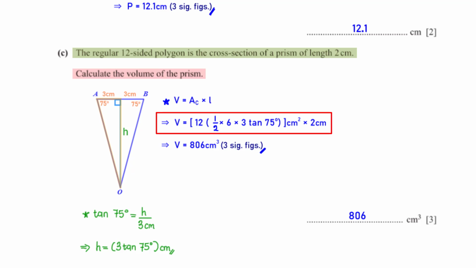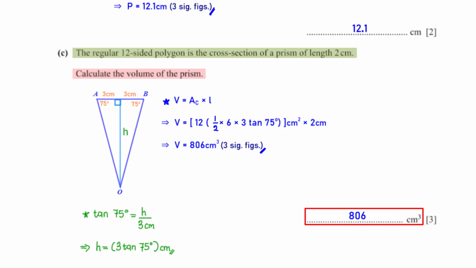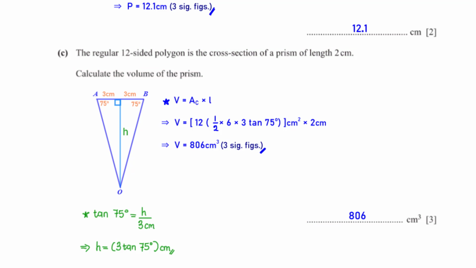To get the height, we apply SOHCAHTOA. This gives us tan 75 equals h over 3 centimeters. When we make h the subject, we get h equals 3 tan 75 centimeters. When we type this into the calculator, we get 806 centimeters cubed, rounded to 3 significant figures.